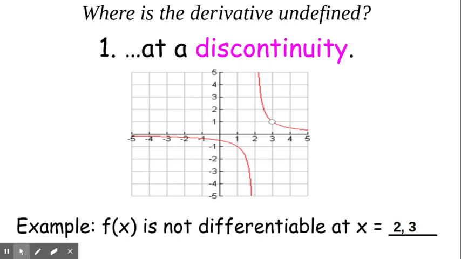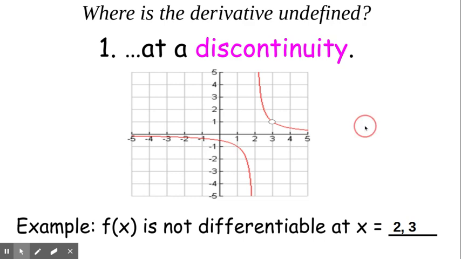Now, if you were talking about limits, here we would just say the limit doesn't exist at 2, but the limit actually does exist at 3. The limit as x goes to 3 is 1. But this wasn't asking for limits, it was asking for differentiability.